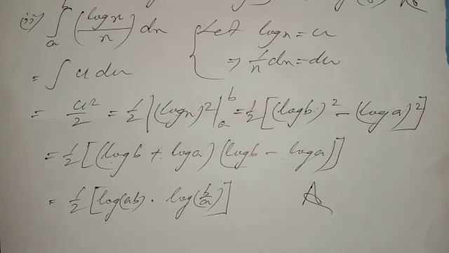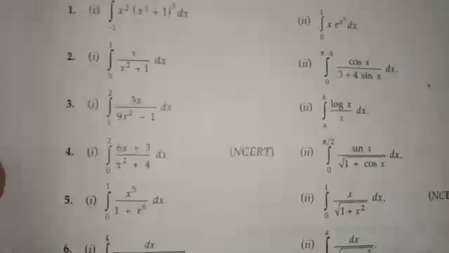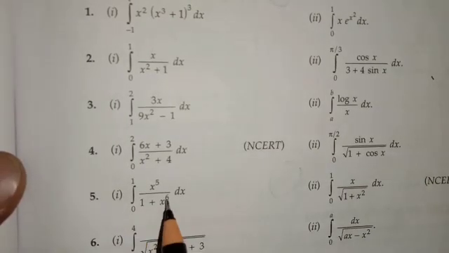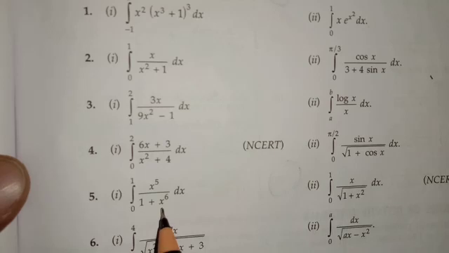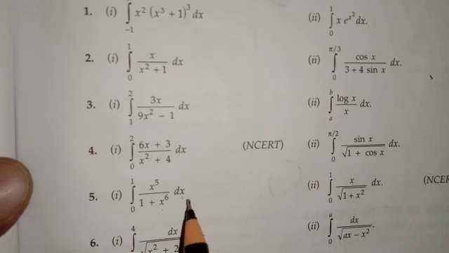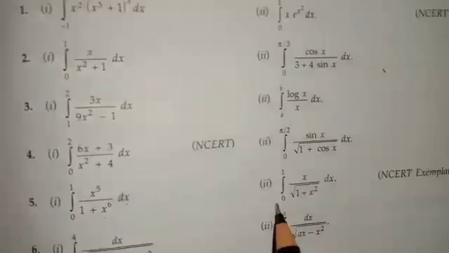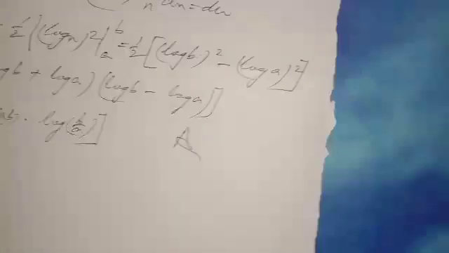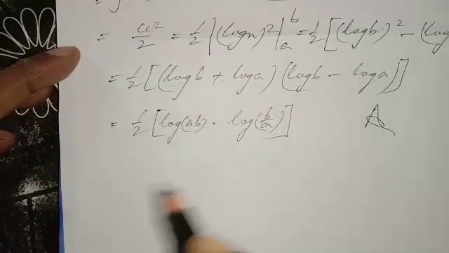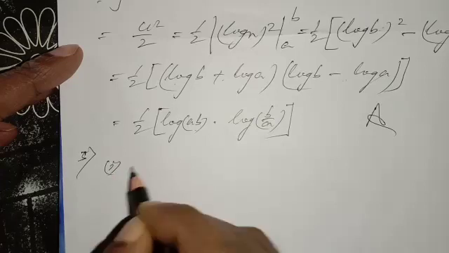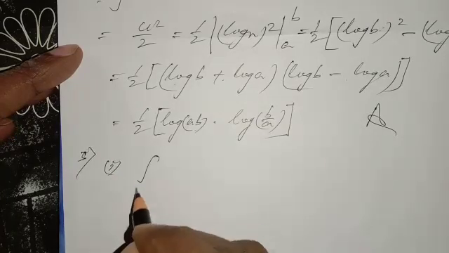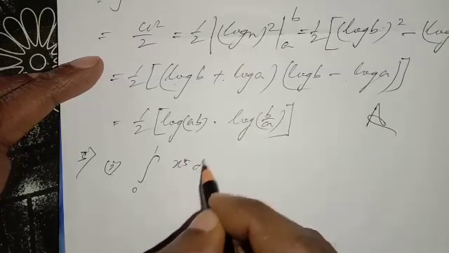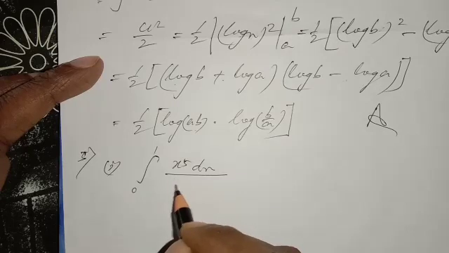Now I am doing some selective sums. Question number 5: integration 0 to 1 x to the power 5 by 1 plus x to the power 6 dx. The second part also I will do: integration 0 to 1 x by 1 plus x square dx. See number 5 first part. Question given: integration 0 to 1 x to the power 5 dx by 1 plus x to the power 6.